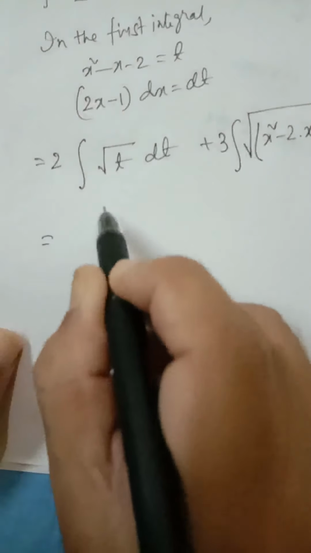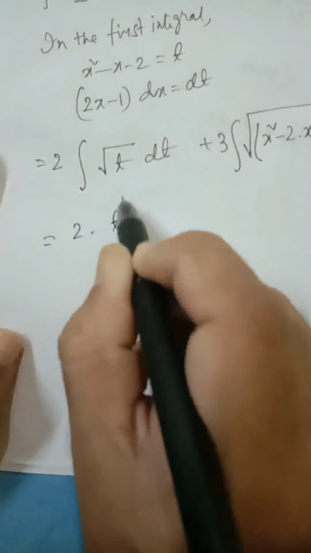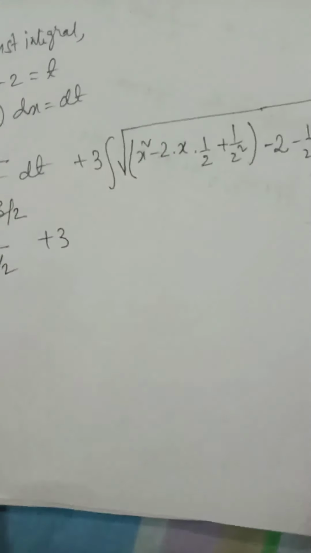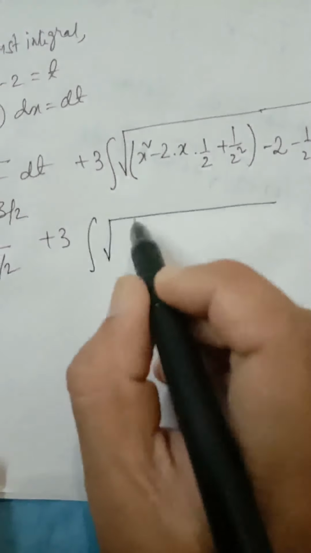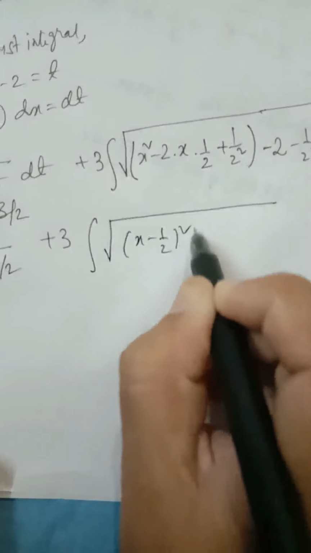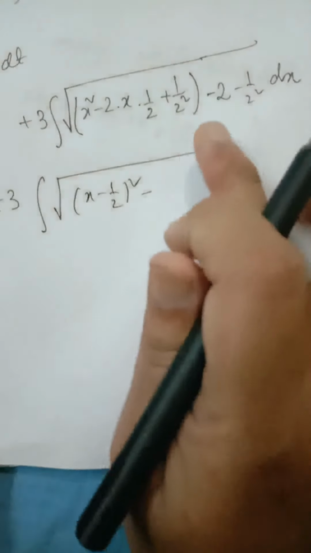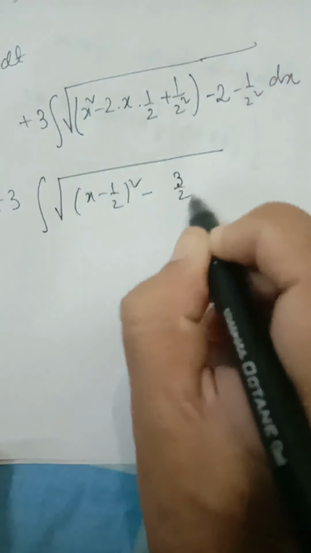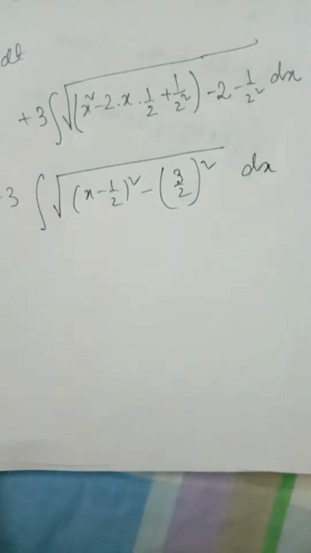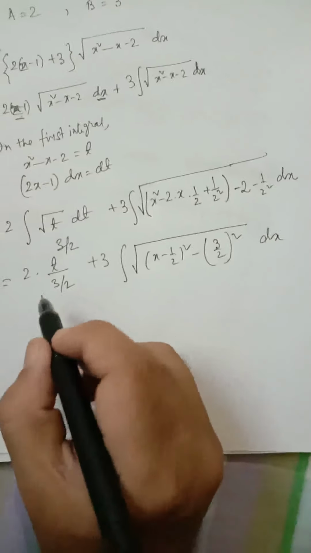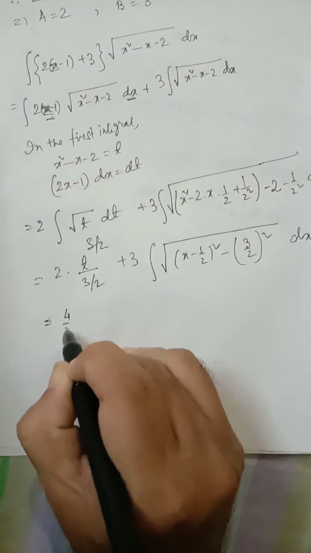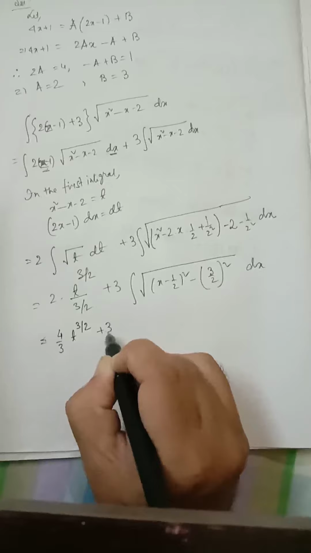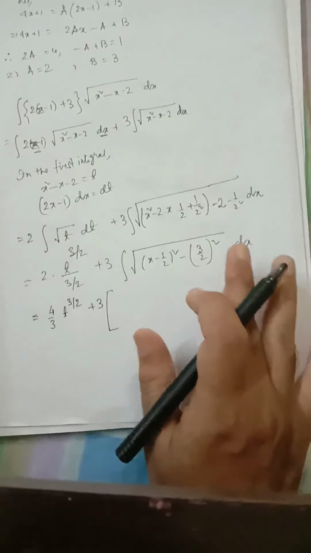We can easily integrate this part, root over t, it will be t to the power 3 by 2 by 3 by 2, plus 3 into the integration of root over (x minus half) whole square minus 2 minus 1 by 4, minus 9 by 4, it will be minus of (3 by 2) whole square dx. And now this will be 4 by 3 t to the power 3 by 2 plus 3 into, now here I will apply the formula.